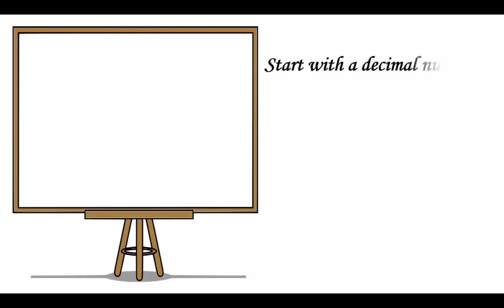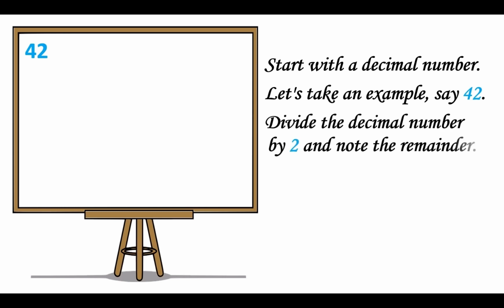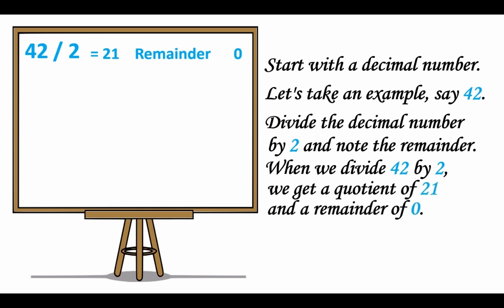Start with a decimal number. Let's take an example, say 42. Divide the decimal number by 2 and note the remainder. When we divide 42 by 2, we get a quotient of 21 and a remainder of 0.